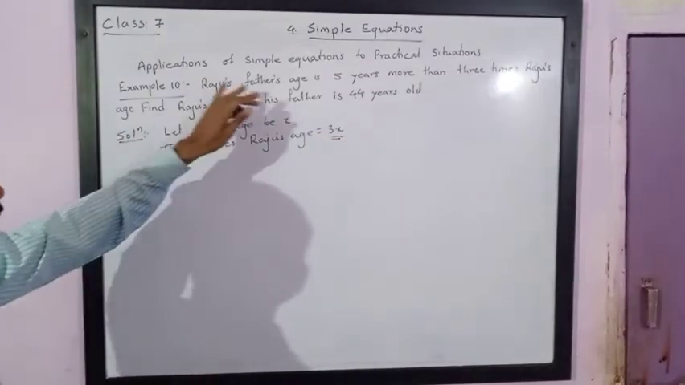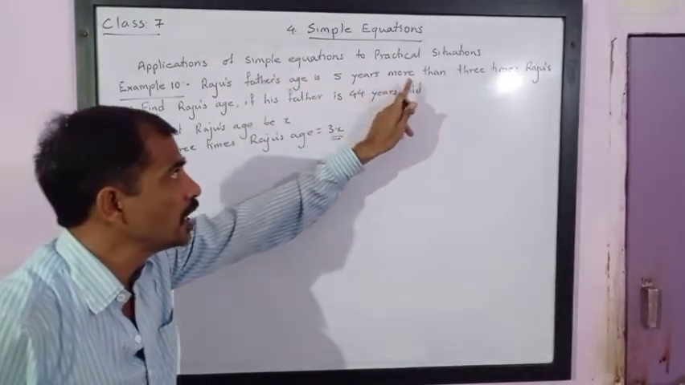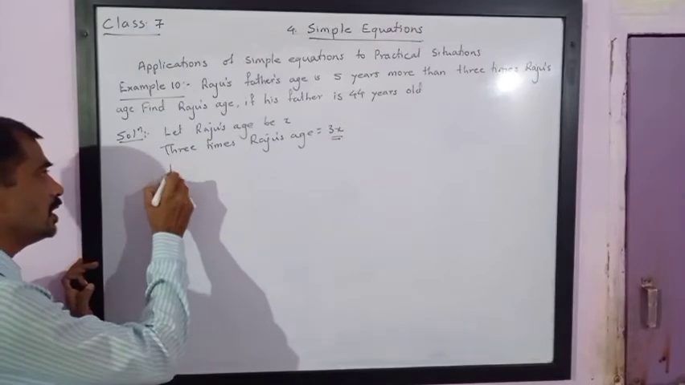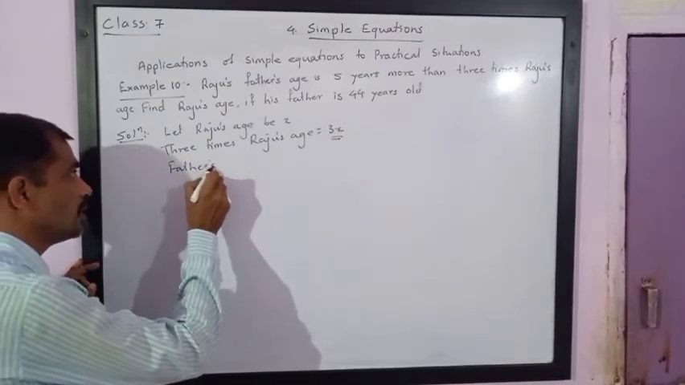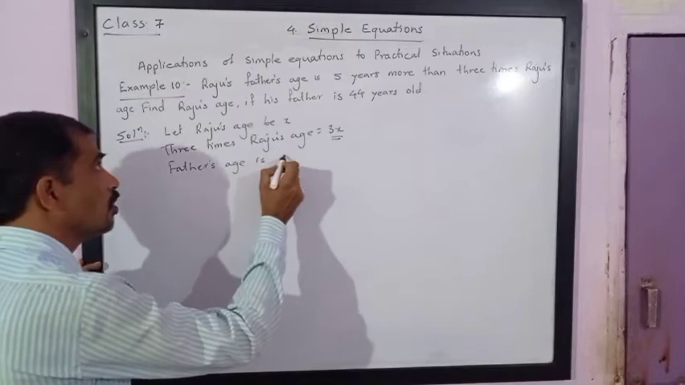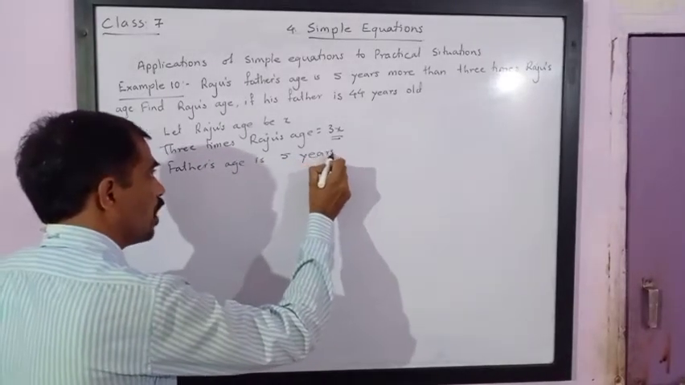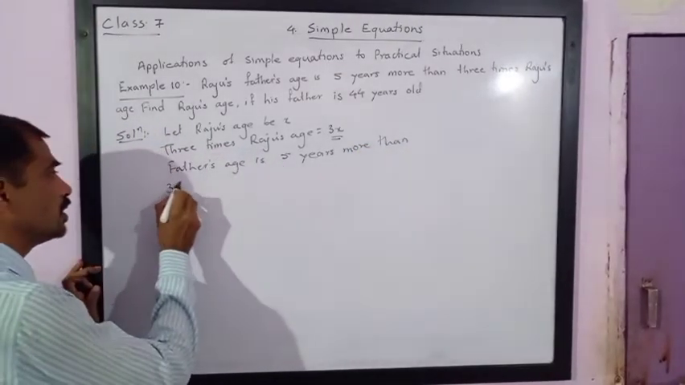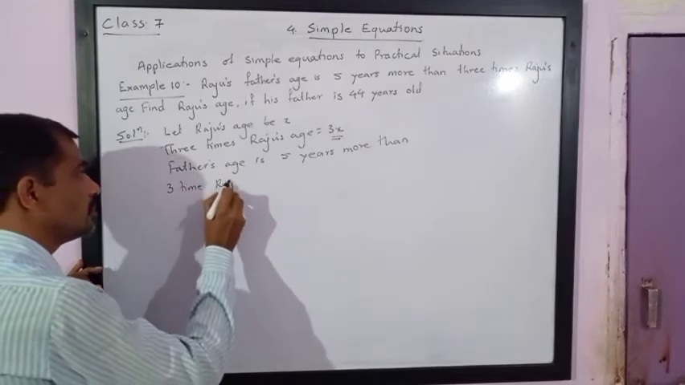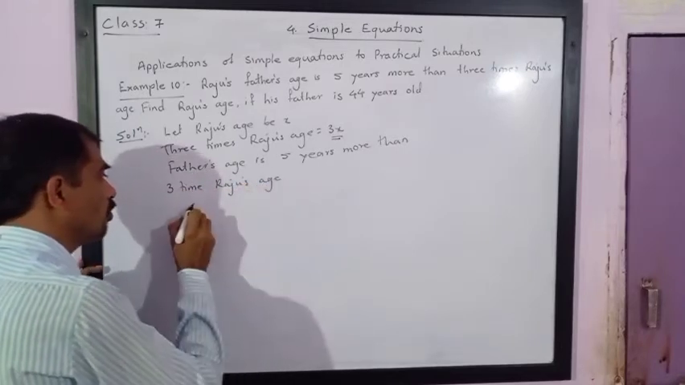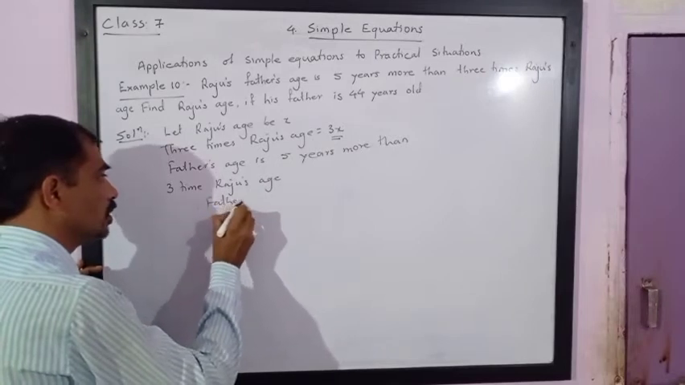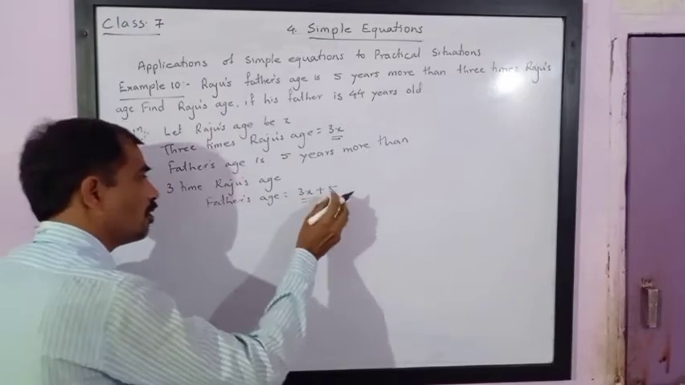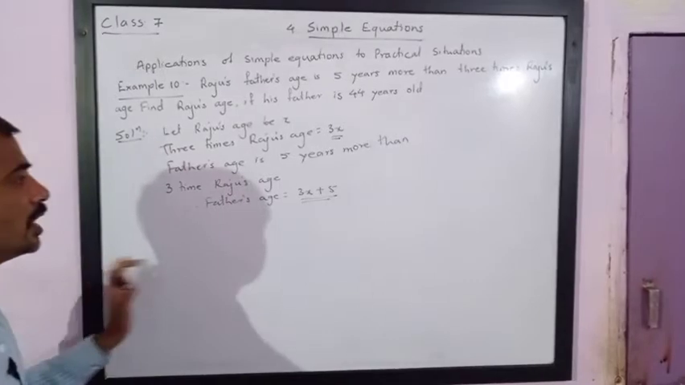Now see, Raju's father's age is 5 years more than 3 times Raju's age. So if you add 5 to this, we will get father's age. Therefore, father's age is equal to 3x plus 5. Try to understand this: 5 years more than 3 times Raju's age. So this is father's age.